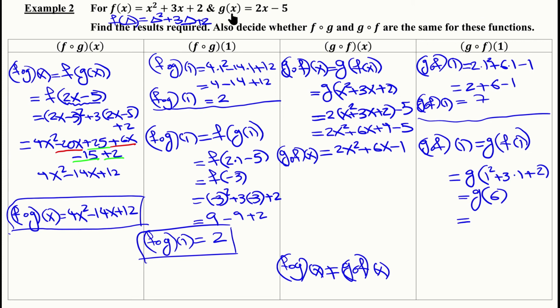And now, here's the function g. We're going to use 6 as the input. So wherever we see x in this expression, we're going to replace it with 6. So we get 2 times 6 minus 5, which is 12 minus 5, which is 7. Not surprisingly, we already knew that. We were just making sure that we did it correctly.